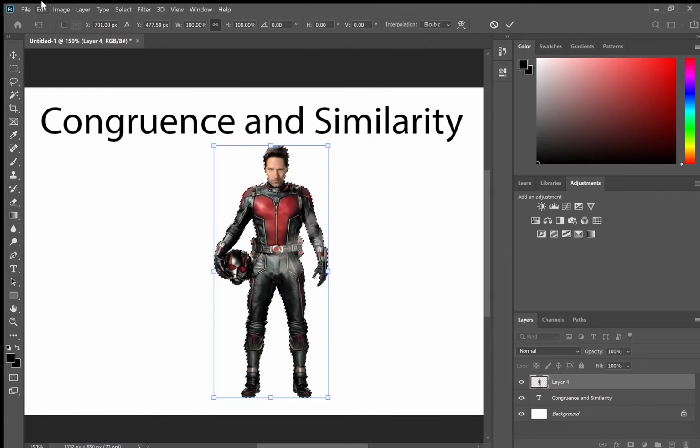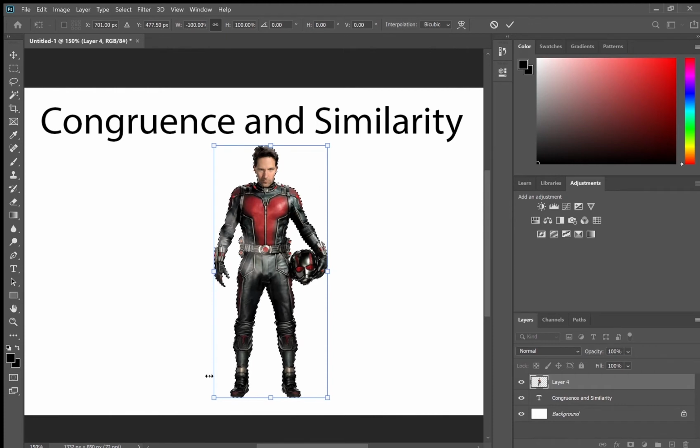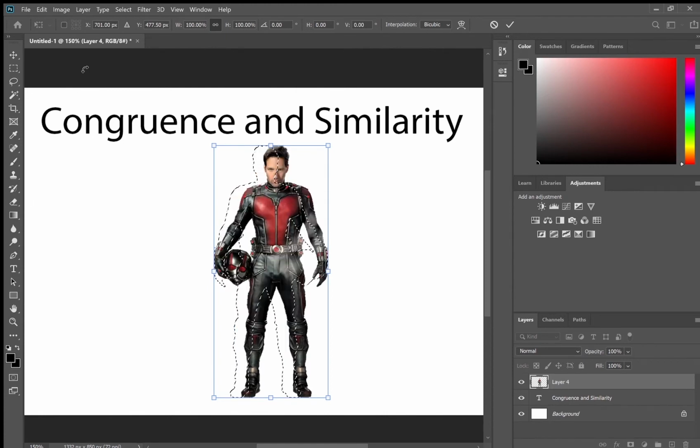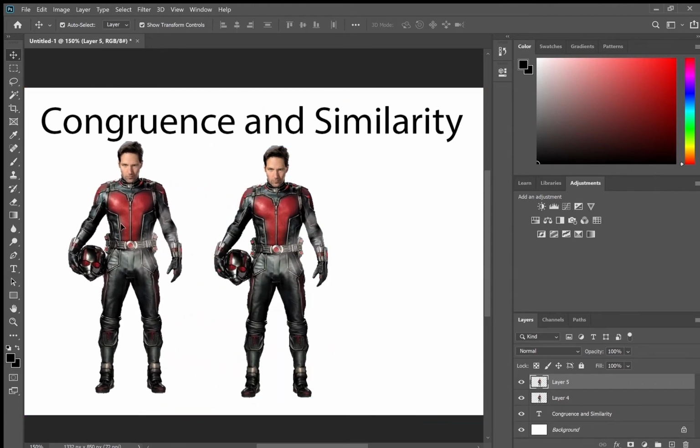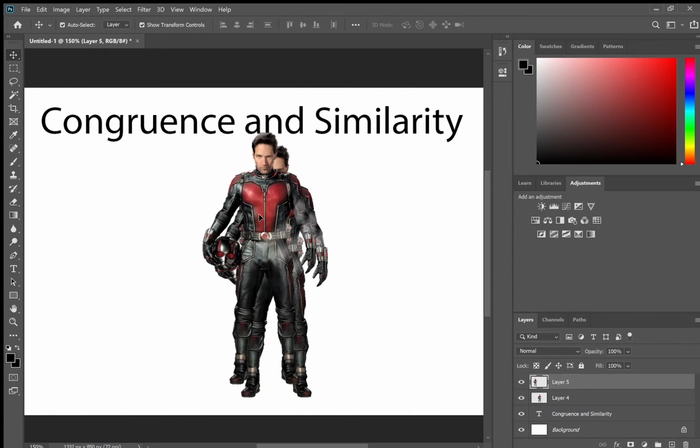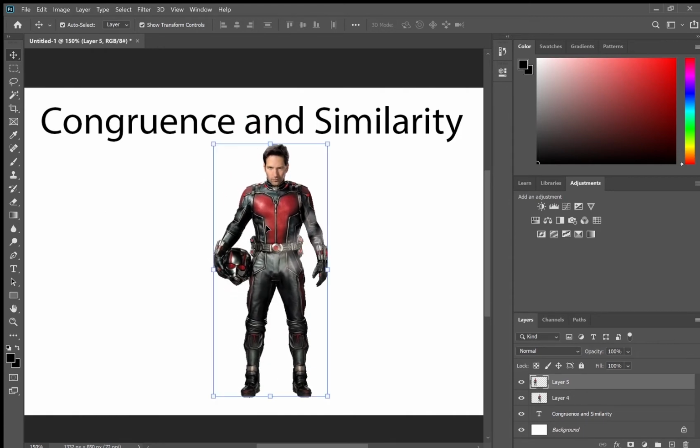Even if I was to go into Edit, Transform, and flip him so he's now reflected, he'd be left-handed now, but he's still the same shape, he's still the same size, he's still really the same everything. So what we're seeing is the definition of congruence. Congruence means that two shapes have the exact same shape, the exact same size, the exact same everything. In fact, you could take one Ant-Man and put it directly on top of the other, and it could perfectly overlap just using those three transformations I just mentioned: rotation, translation, and reflection.